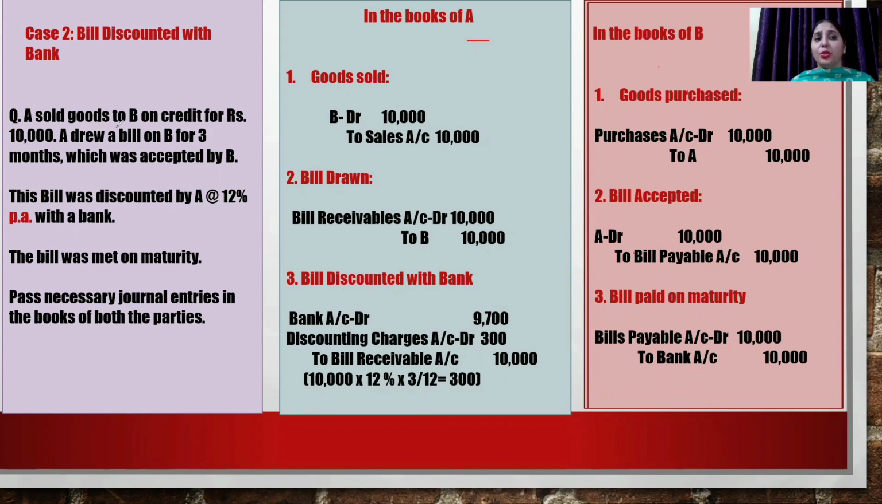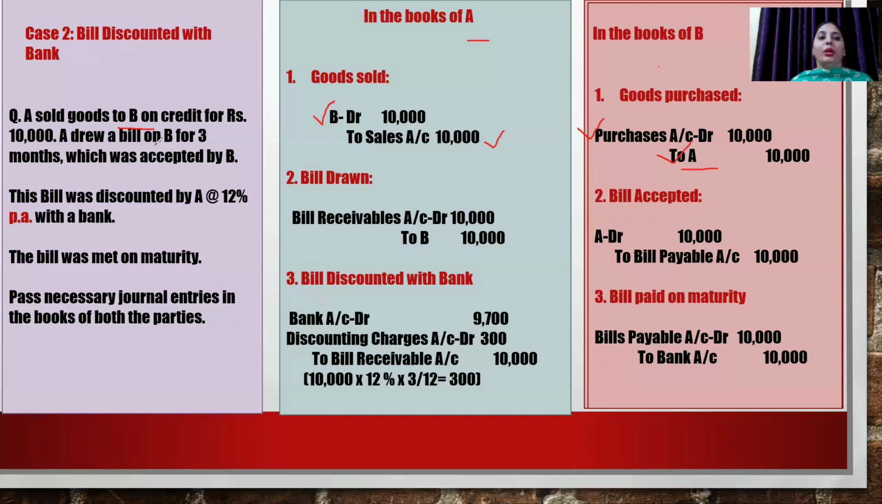Here A sold goods to B. So the first entry is again repeating. B debit to sales account. B is the debtor to whom goods are being sold on credit. Sales is revenue, so it is credited. In the books of B, purchases are expenses, so purchases account debit to A because goods are being purchased from A, so A is our creditor.